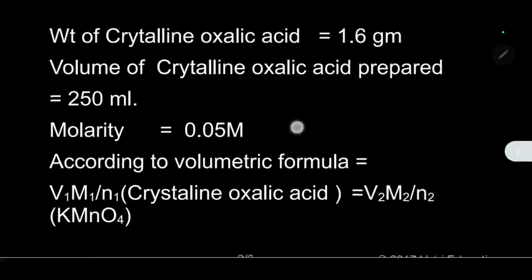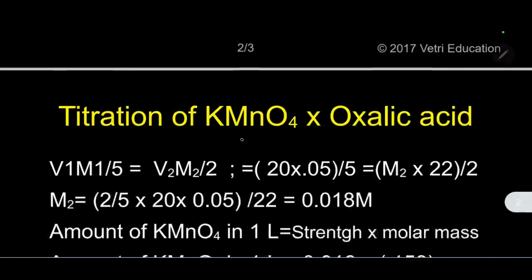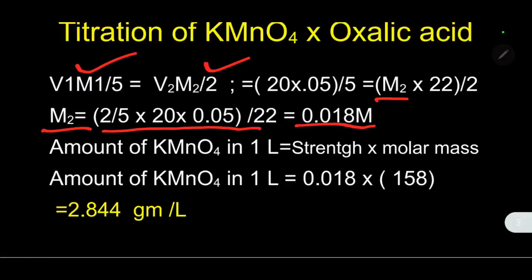Okay, right. So now, according to the volumetric formula we have already seen, I will go for the calculation. In the calculation I have already written this. Kindly follow. 20 into 0.05 by 5 is equal to M2 into 22 by 2. So from this I want to calculate the molarity of potassium permanganate. M2 is equal to, so I am doing all this calculation. I am getting the final value of 0.018 molarity. Kindly follow. This is the molarity of potassium permanganate.